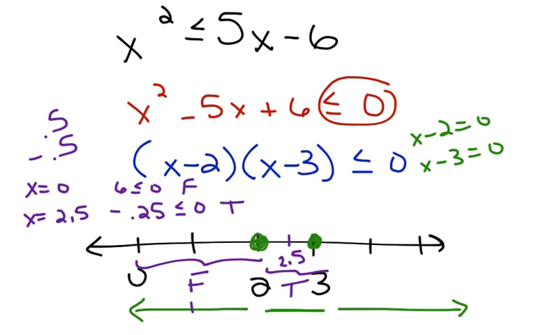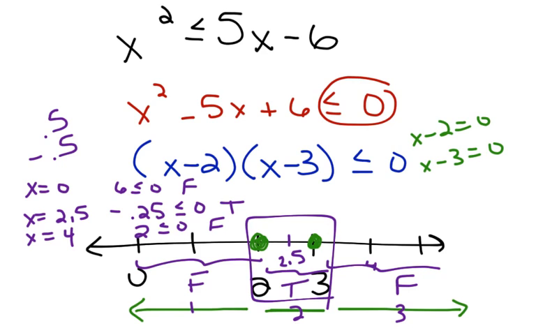And then I'm going to pick the third region here. I'm going to pick any number that's bigger than 3. So why don't I pick 4? So if x is 4, 4 minus 2 is 2, 4 minus 3 is 1, 2 times 1 is 2, less than or equal to 0. Well, it is not. So this region here must be false. So the solution region must be this, which is 2 comma 3 in interval notation, or 2 is less than or equal to x is less than or equal to 3.